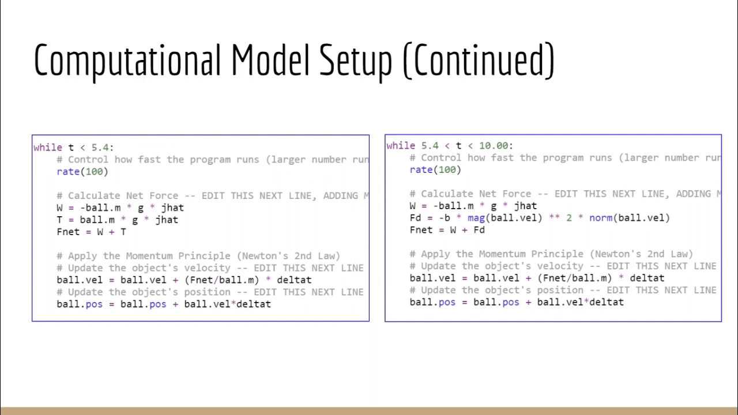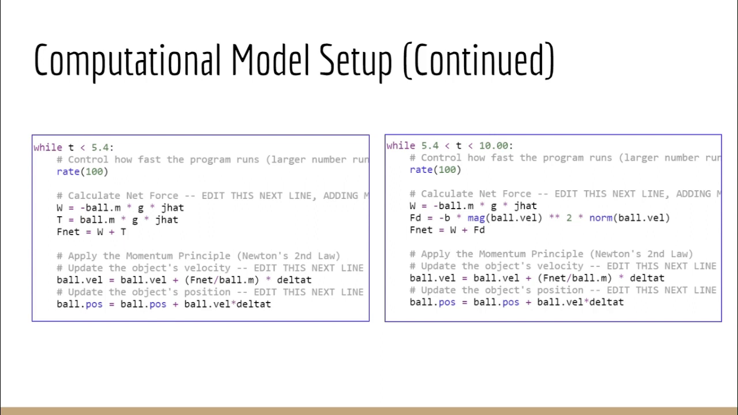For the continued computational model setup, I have two while loops. The first while loop goes from 1.43 to 5.4, and that's when the bottom of the slinky is stationary, so it's not falling yet. The weight force is just negative ball.m times g times j hat, and then tension is ball.m times g times j hat. F net is the total of those two, and then I used the velocity update formula and the position update formula to account for the movement of the slinky.